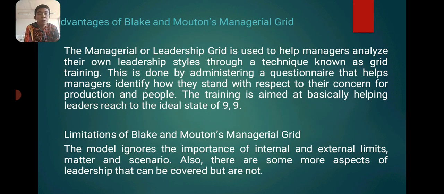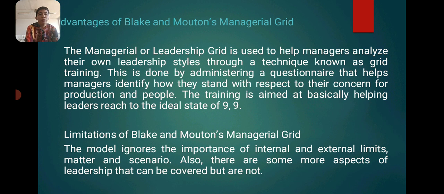Advantage of Blake and Mouton's managerial grid. The managerial grid or leadership grid is used to help managers analyze their own leadership style through a technique known as grid training. This is done by administering a questionnaire that helps managers identify how they stand with respect to their concern for production and people. The training is aimed at helping leaders reach the ideal state of 9,9.